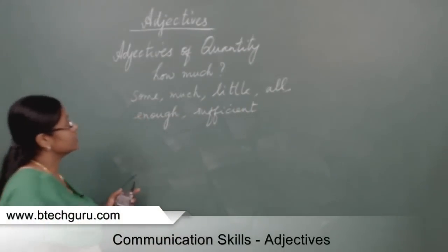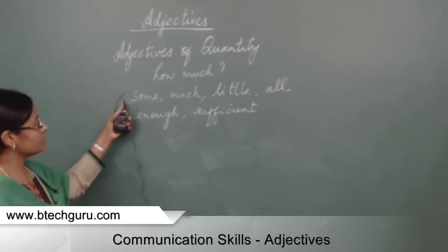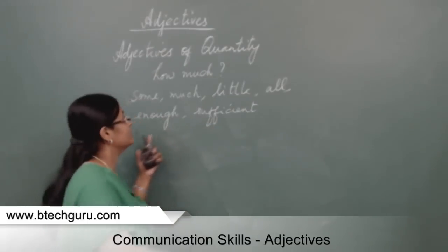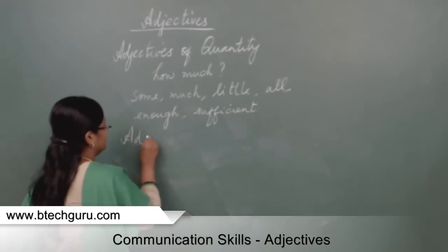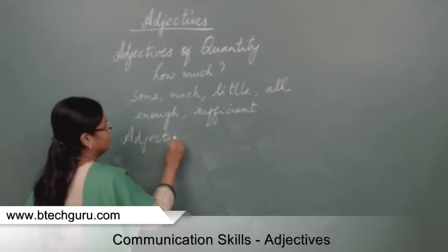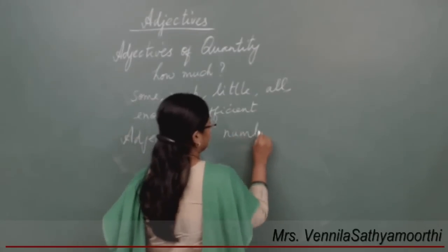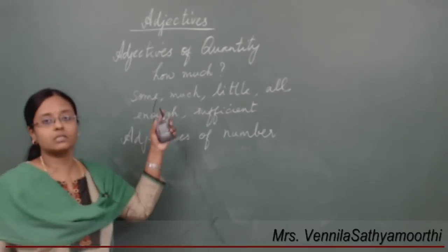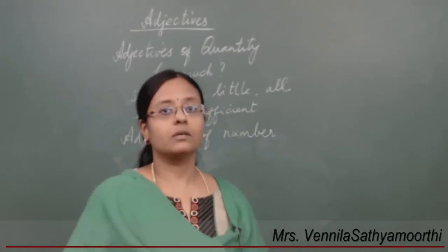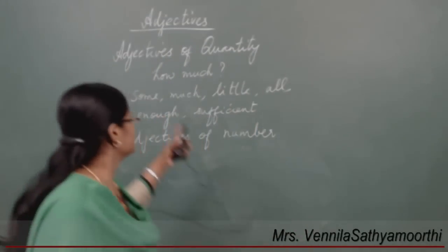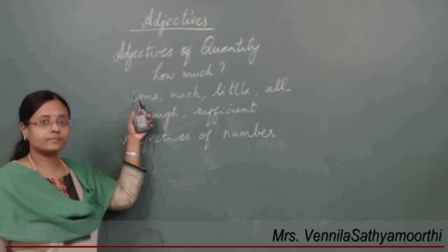So these are adjectives of quantity. Now you see, sometimes we use the same words in adjectives of number also, which is the next kind. So what is the difference here? Adjectives of quantity talk about uncountable nouns, things which we cannot count. Like if I say, I have some time.